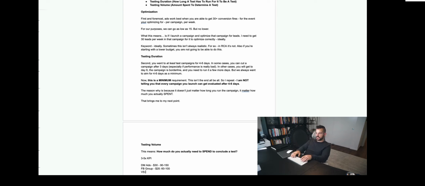Now for the VSL, it's a little bit trickier because there are 2 KPIs. There's CPL and CPBC. What we want to do is really focus on CPBC. And if CPBC, cost per book call, is $300, we want to spend $900 to $1,500 per campaign. That's 3 to 5x KPI to make a decision. Okay. Now, what we also want to do is, if the CPL target is, let's say $50, or for B2B it's $100, I'll give you these figures later.